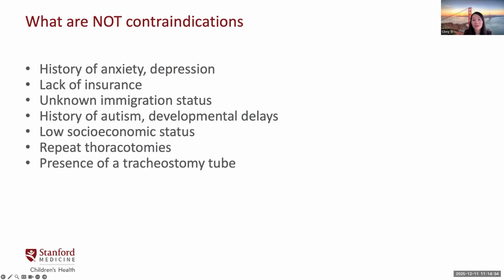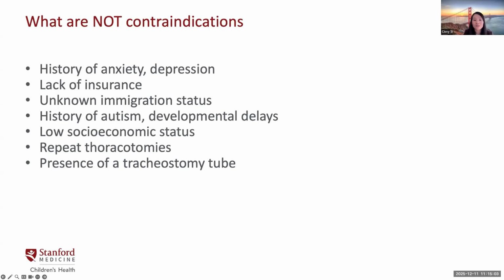Similarly, a history of anxiety or depression is not a contraindication. Many of our patients have underlying mental health concerns. A lack of insurance and unknown immigration status: insurance and financial considerations are managed through our transplant finance department and should not preclude referral. A history of underlying autism and developmental delays, we've certainly overcome this in the past.